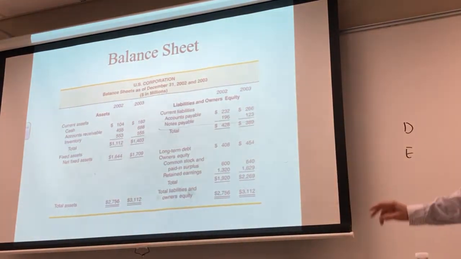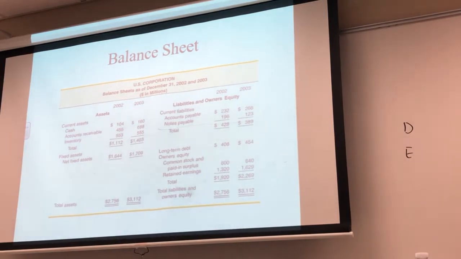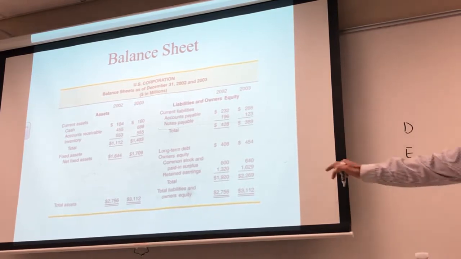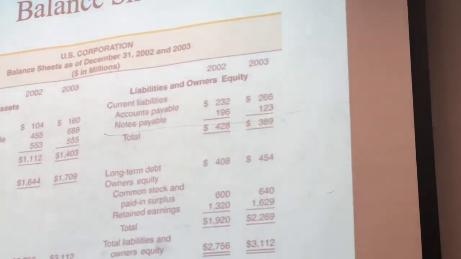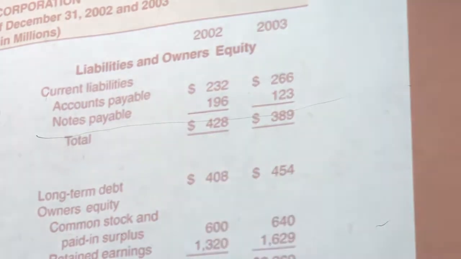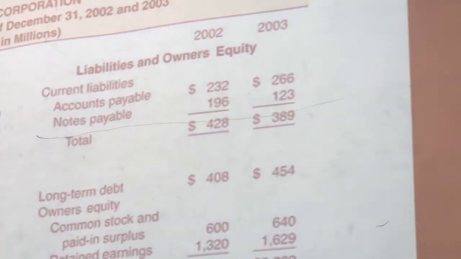So can anyone tell me what the value for D is? Remember I said long term. Capital structure refers to long term, capital means long term. So where do you see long-term debt? Long-term debt, 454. So 454. We ignore short-term debt generally. Okay. Notes payable is a short-term debt.